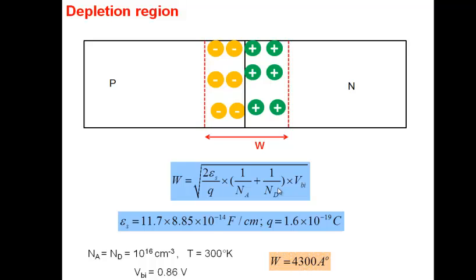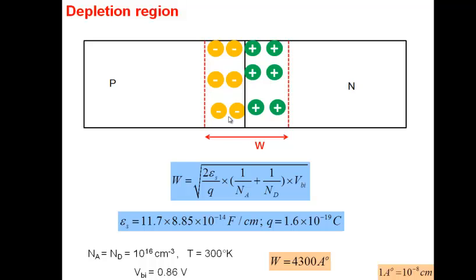As an example, suppose I take 10 to the power 16 acceptor and donor atoms. What we find is that the depletion width is 4300 angstrom, 430 nanometer, or 0.43 micron. So that's the number that you keep in mind. Depletion widths are of the order of 1000, 2000, 3000 angstrom, something of that sort. So thousands of angstrom. That's what the depletion width is. Of course, it depends on the concentration of donor and acceptor atoms, as you see here. So we can measure these depletion widths.